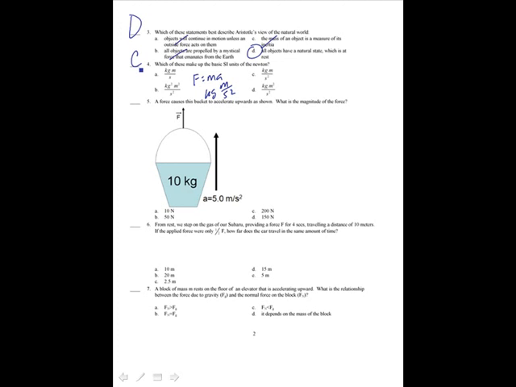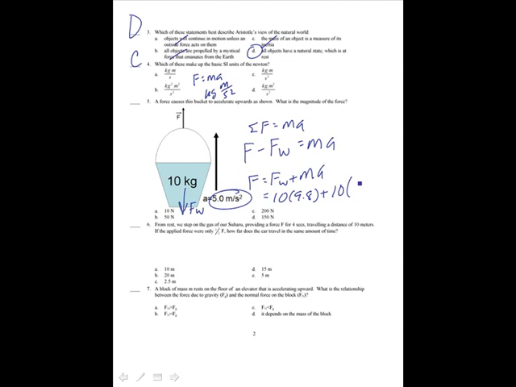A force causes this bucket to accelerate upwards as shown. What is the magnitude of the force? Alright, well, sum of the forces equals ma. The sum of the forces is F minus Fw, because I also have the weight of the object, and that's equal to ma. So F equals Fw plus ma. That's 10 times 9.8 plus 10 times the acceleration, which is positive 5. 98 plus 50, which is 150 newtons. The answer for number 5 is D.